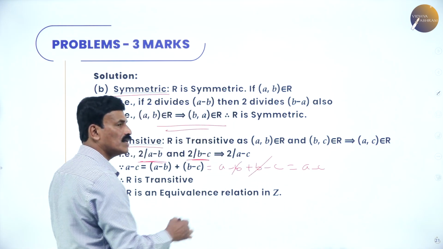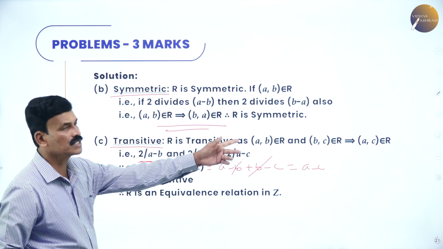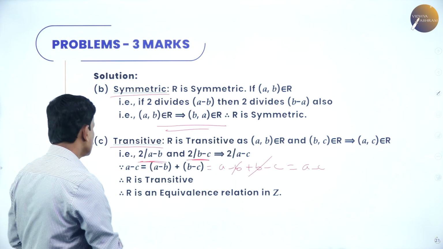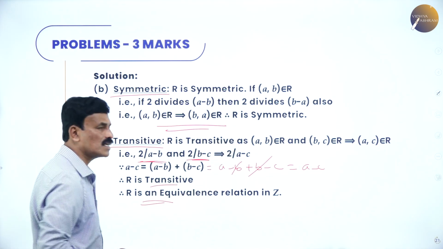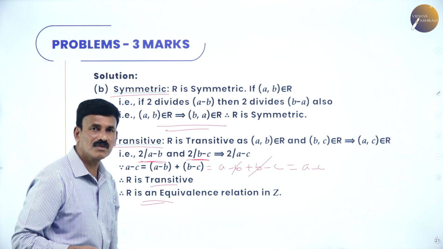That means 2 divides A minus C. So therefore 2 divides A minus C means (A, C) also belongs to R. So therefore we can say that R is transitive. Hence R is reflexive, symmetric and transitive, so it is an equivalence relation.